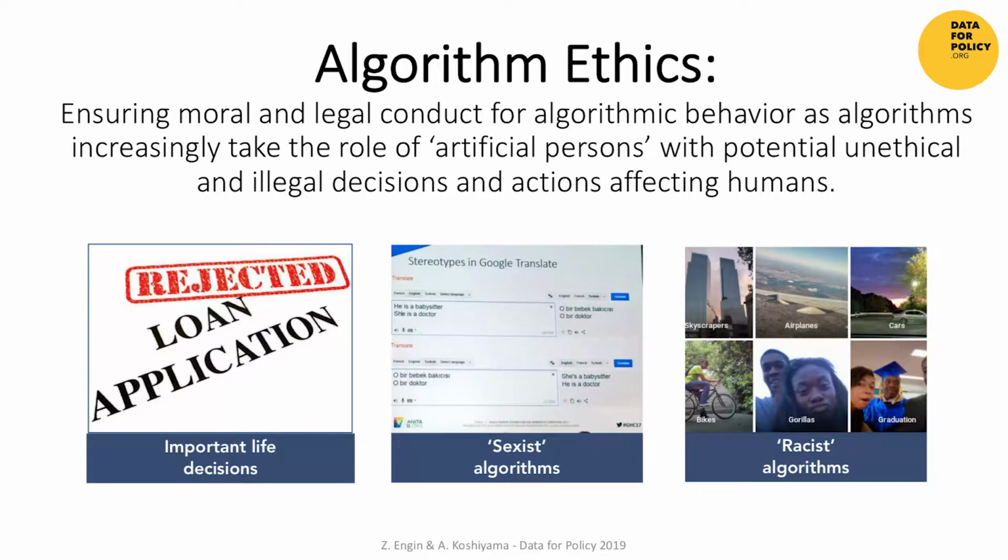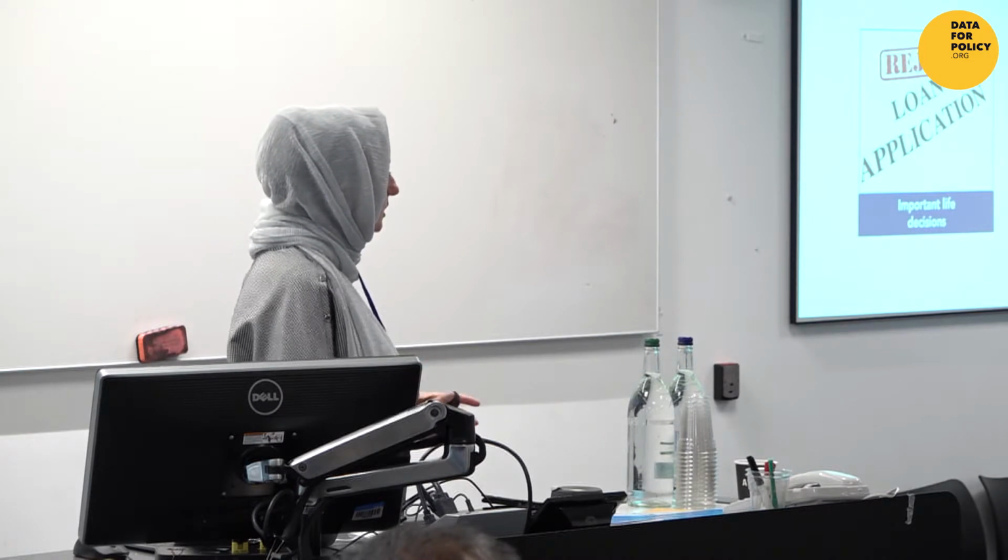In algorithm ethics, again, the idea is that algorithms are becoming more and more like artificial persons, and their potential unethical and illegal decisions are affecting humans. So we have to find a way to ensure moral and legal conduct there. We have important life events like loan applications, sentencing decisions, hiring decisions, etc. So currently we have algorithms in use in serious situations.